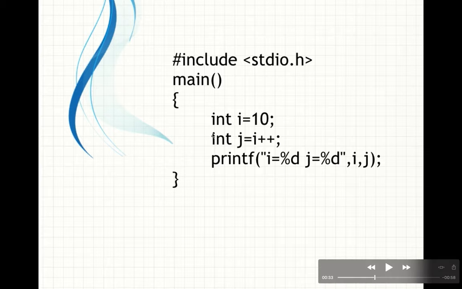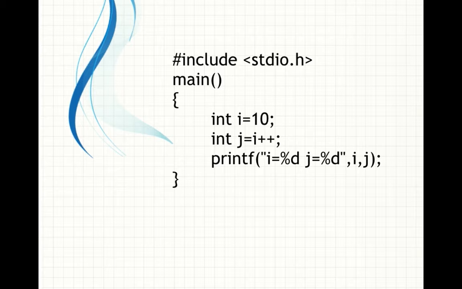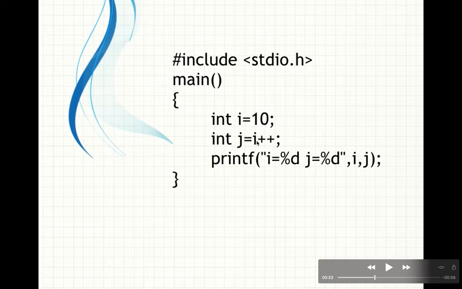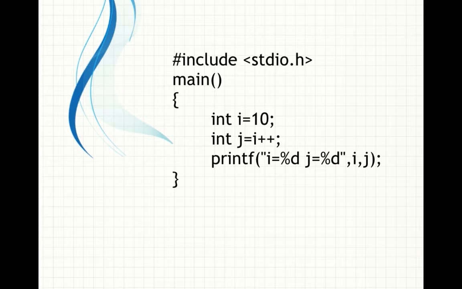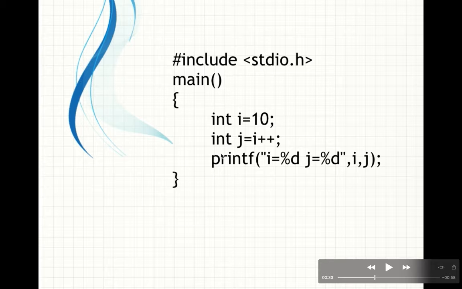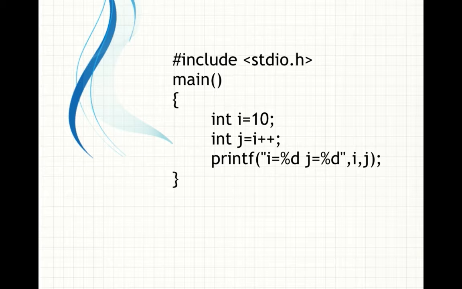This statement is actually equivalent to int j = i. After that, the next statement, i = i + 1. That's what post-increment is. The value of i is first assigned to j. After that, the value of i is incremented. So I can say this statement is equivalent to int j = i followed by i = i + 1. Now what do you expect will be printed here?